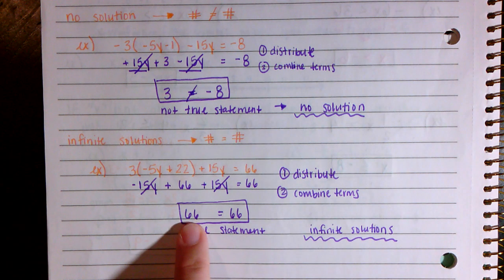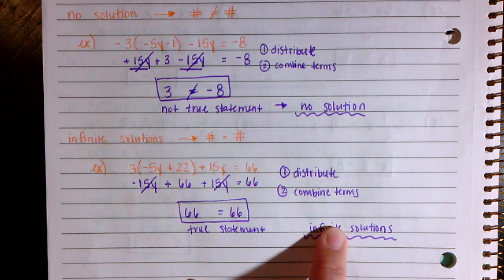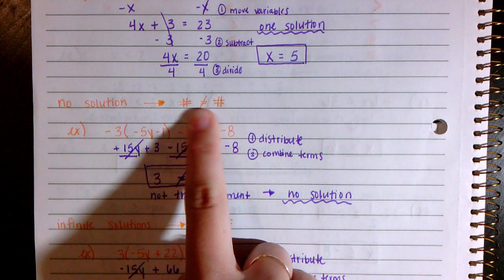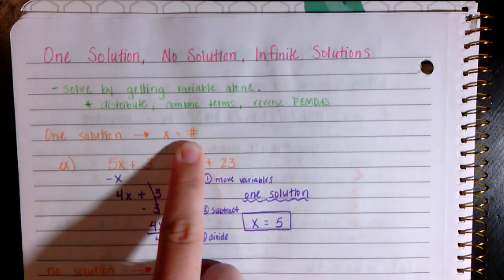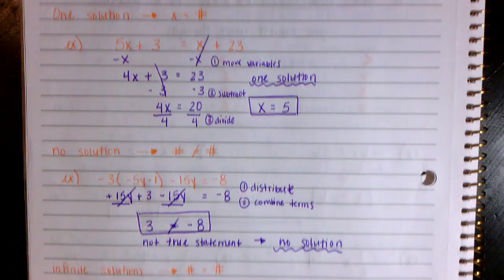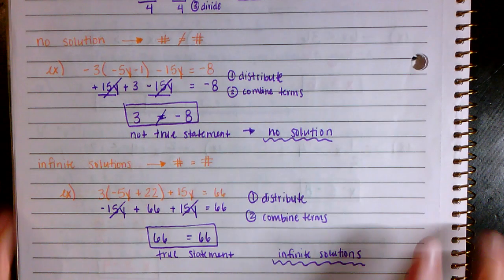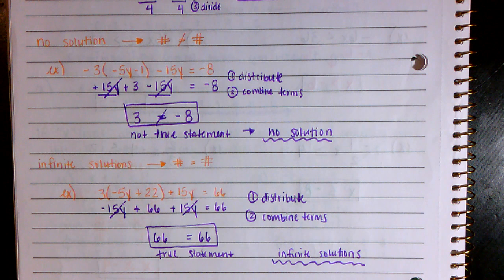So if you get a number equal to the same number, it's infinite solutions. If you get a number equal to a different number that's not true, it's no solution. And if you get a letter equal to a number, it's one solution. So those are your notes for today, and I'll upload a picture of those so that you can either print that or just look at that and copy that down in your notes better.